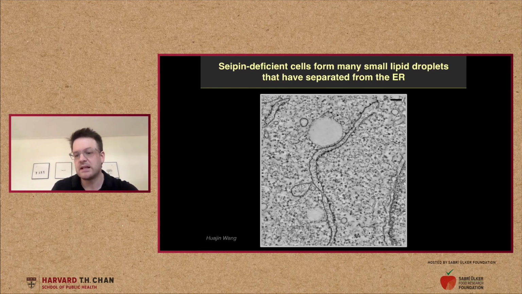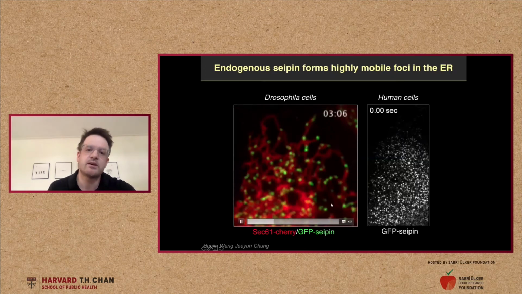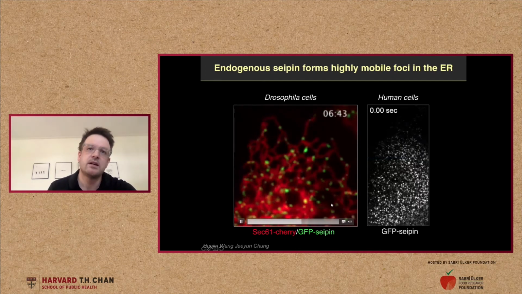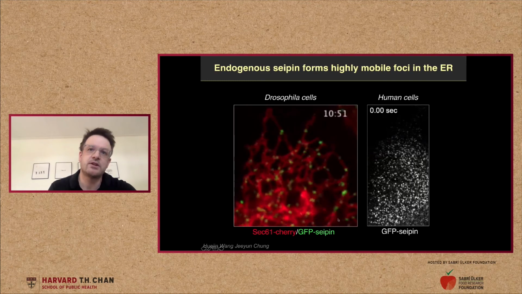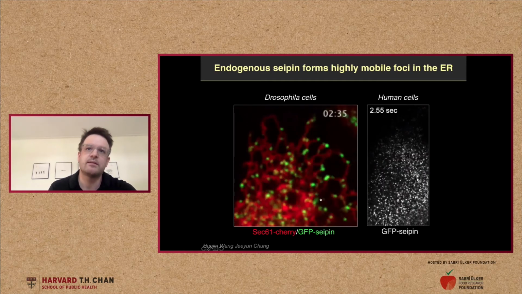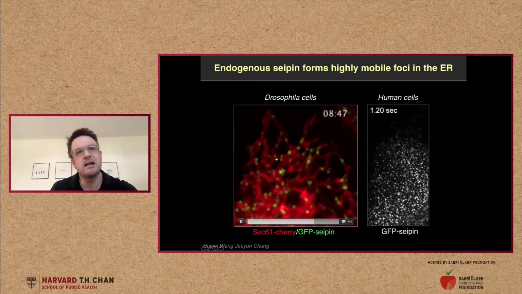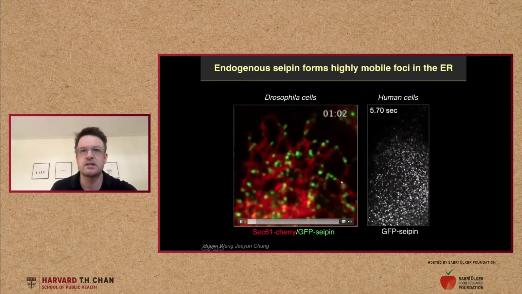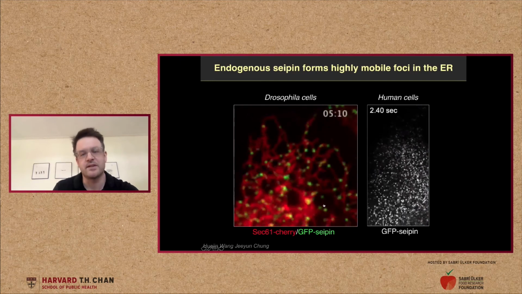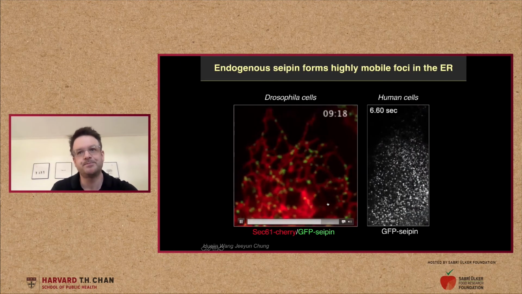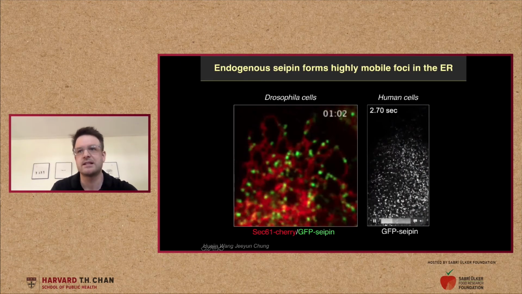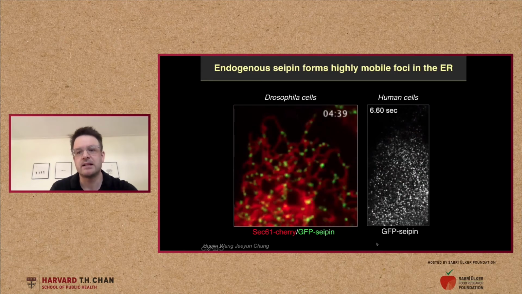So sapin really got interesting to us when we started localizing the protein using genome engineering technology, localizing the endogenous protein. We found that it localized to the endoplasmic reticulum, where foci appear to zip around the ER almost as if they were scanning the membrane. And this is true in Drosophila cells, and it is also true in mammalian cells.